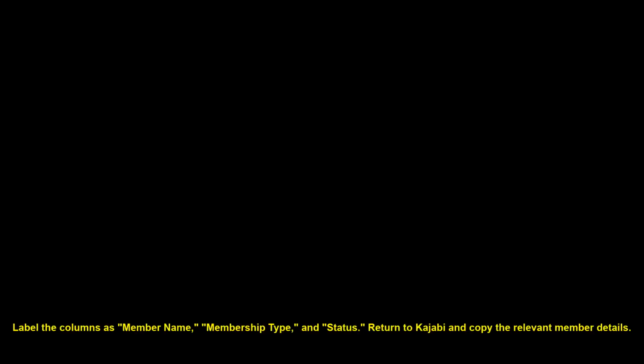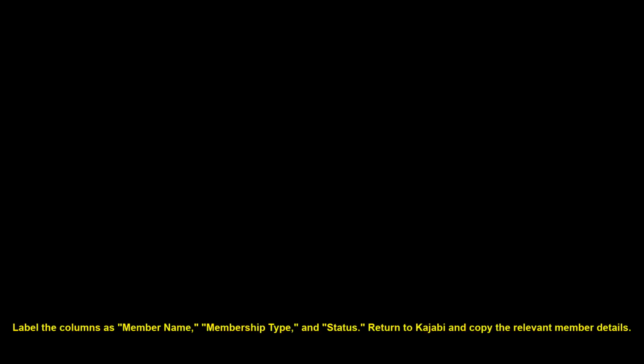Next, log into your Airtable account. Open the base where you want to track these changes. Create a new table if you don't have one already, specifically for membership access. Label the columns as member name, membership type, and status.